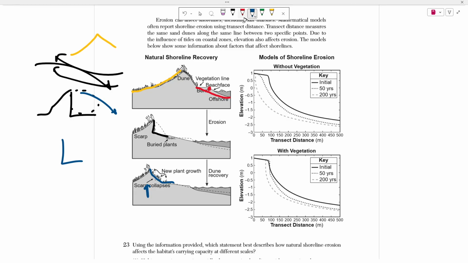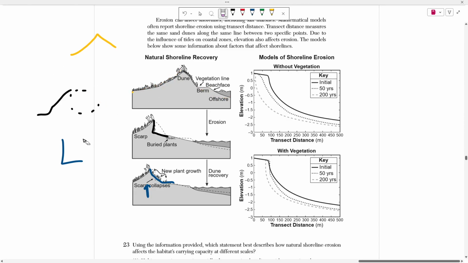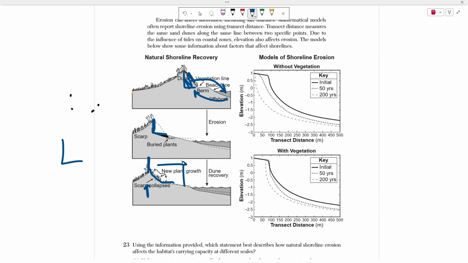So that's kind of a diagram of how this erosion happens, right? The water comes in and begins to steal the sand away, and it steals so much sand that you form a scarp. Half of the dune becomes missing because all of the sand got pulled into the water, and then this scarp collapses and forms a new dune. But the issue is this new dune is further away from where the old dune used to be, and that's how we get this transit distance, the distance between this new and old dune, okay?